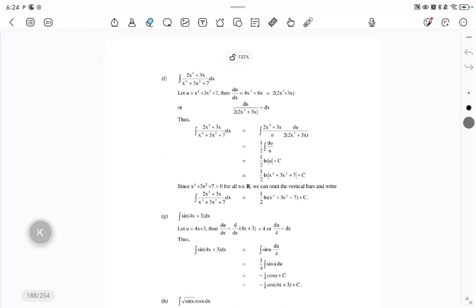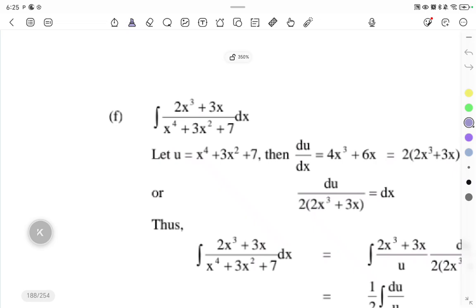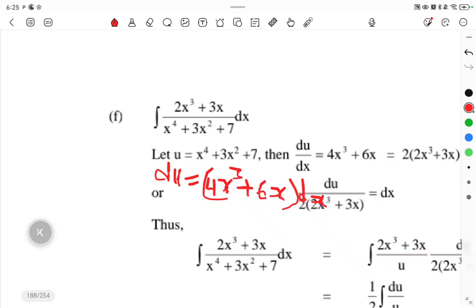now, if we come to this one, f, we look at the numerator and denominator. The denominator is the one which is difficult to derive. You see, right? Denominator is the one which is difficult to derive. So I'll let the denominator be u, which is this. I'll let that be u. Then I derive it. I get 4x to the third plus 6x. Then I make dx the subject of the formula. So when I derive this, I'll get 4x to the third plus 6x dx. I put brackets. So you must put both brackets because there's a plus in here.